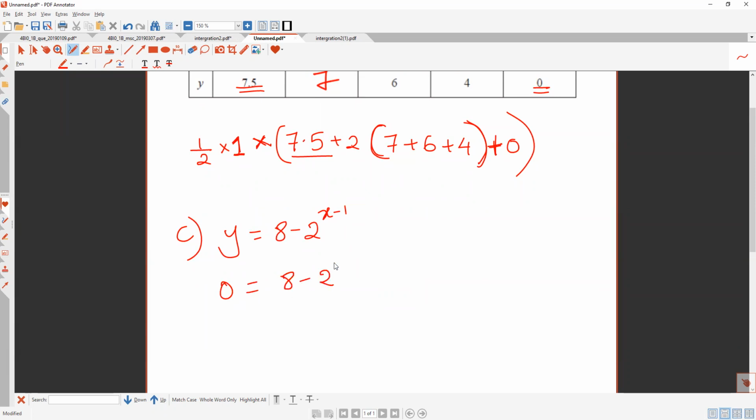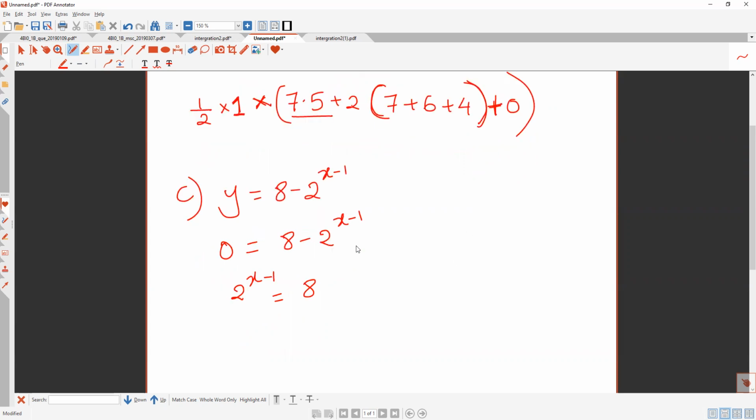If y is 0, this is how you should write it down. You bring the 2 raised to x minus 1 this side and 8. Those who didn't do anything with me after O level, only a few sums, should know logarithm. What I would do is take logarithm on both sides: log to the base 10 of 2 raised to x minus 1 is equal to log to the base 10 of 8.